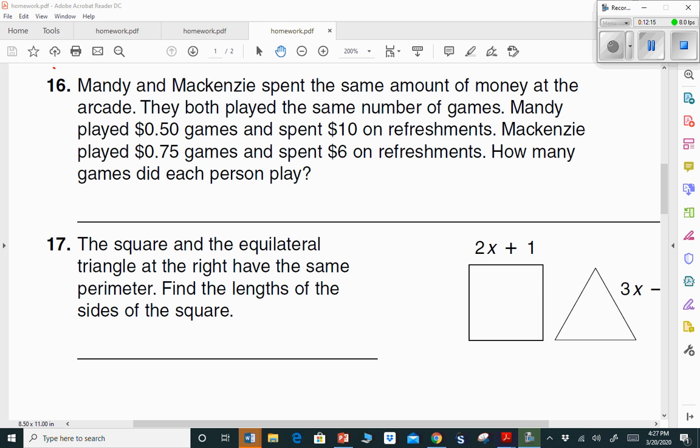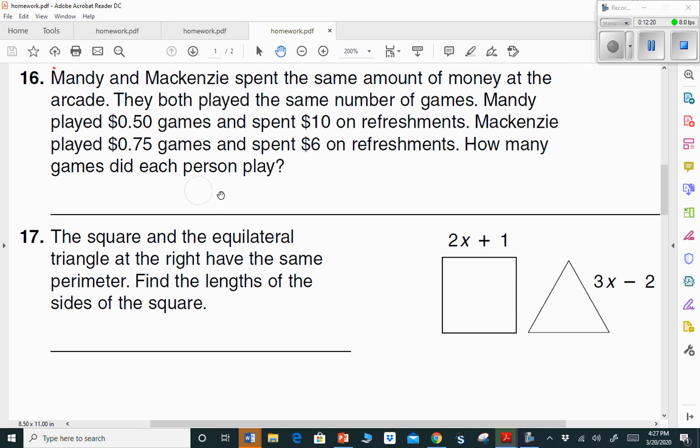Oh, I can't let you go without giving you a couple of word problems, so let's give this one a try. Number 16. Mandy and Mackenzie spent the same amount of money. The same amount of money, to me, says equal sign. Their names are Mandy and Mackenzie. Let's put Mandy on this side and Mackenzie on this side. They spent the same amount of money.